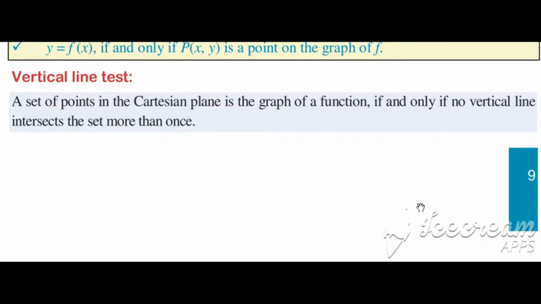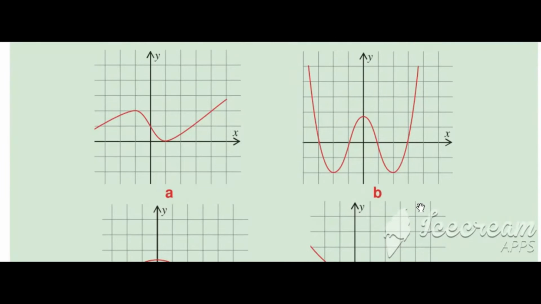Let us see an example. Let us see graph A and graph B. When we draw any vertical line, we can get this graph only one time. Therefore, this graph can be a graph of a function. Also, when we see the graph given in B, a vertical line meets this graph one time. Therefore, it can be a graph of a function.